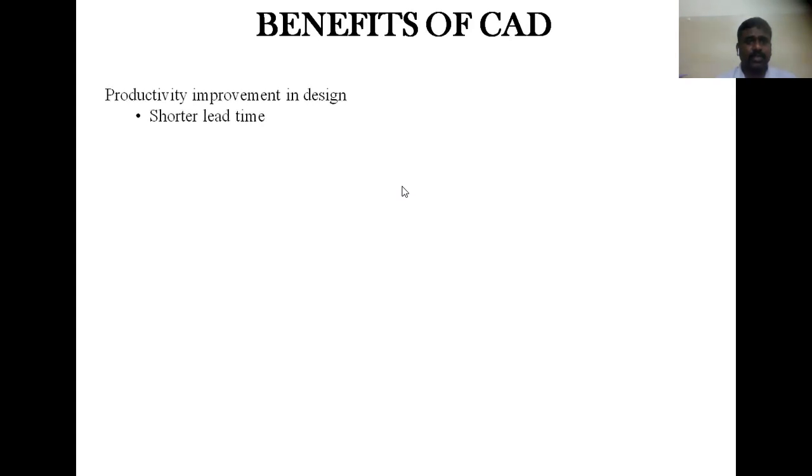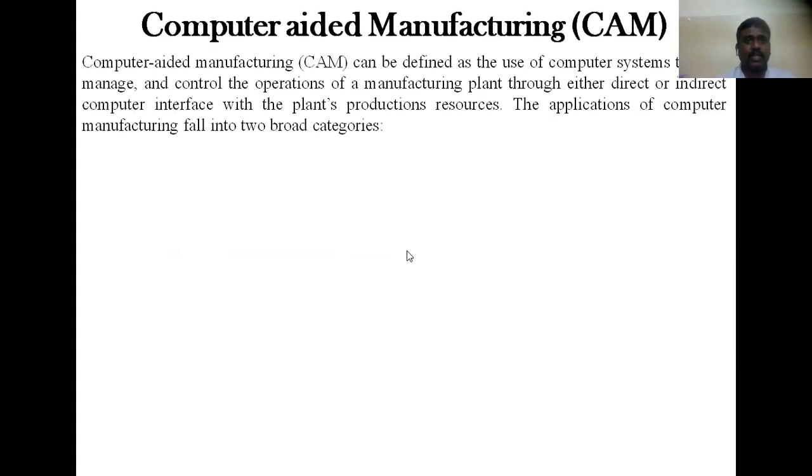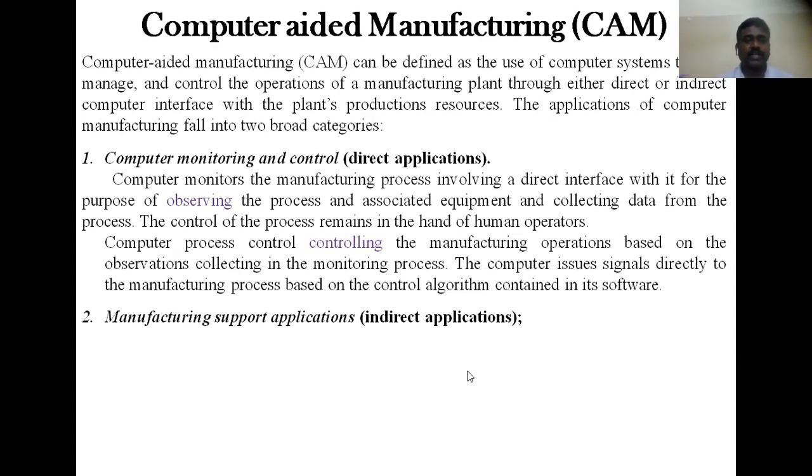There are various benefits of CAD: shorter lead times, design analysis, fewer design errors, greater accuracy in design calculation, standardization of design, graphics and documentation, more understandable drawings, improved procedures for engineering changes, and a lot more. CAM, computer-aided manufacturing, can be defined as the use of computer systems to plan, manage, and control the operations of a manufacturing plant through either direct or indirect computer interface with the plant's production resources. The application of computers in manufacturing falls into two broad categories: computer monitoring and control, which is direct application, and manufacturing support applications, which are indirect applications.